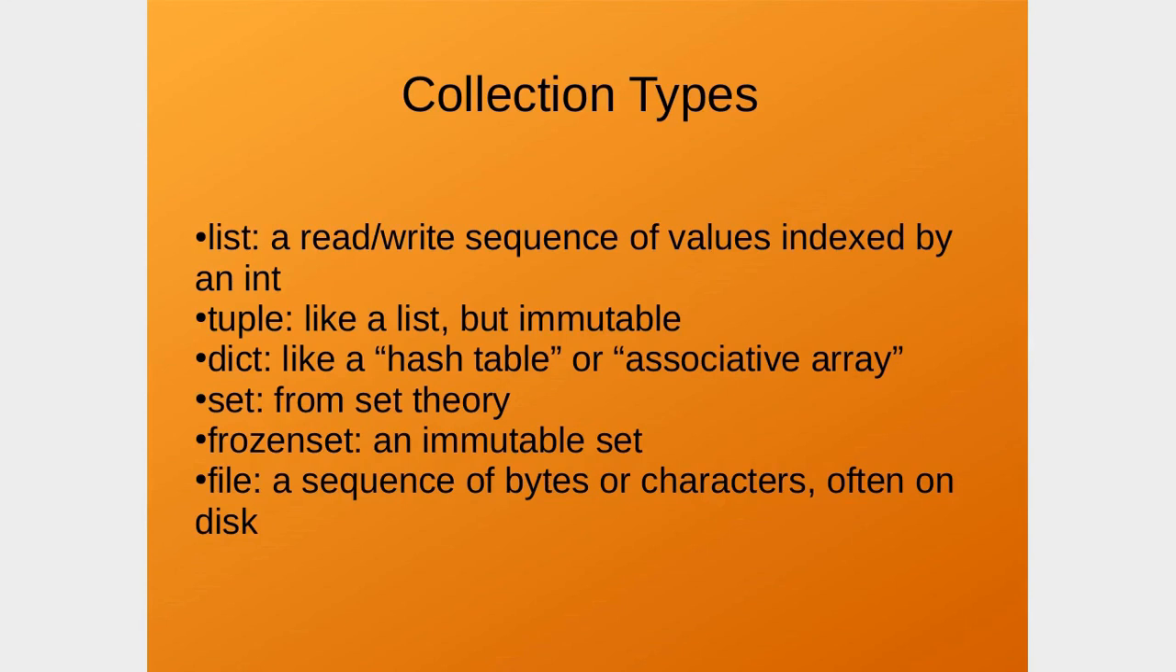Okay, this video is about collection types in Python with brief asides for labels and laziness. So the basic collection types of Python are the list, which is similar to an array in a lot of languages, but has variable length and does not have to have homogeneous type. A tuple, which is like a list but immutable. A dict, which is like a hash table or associative array in other languages. It's short for dictionary. A set, which is, of course, from set theory.